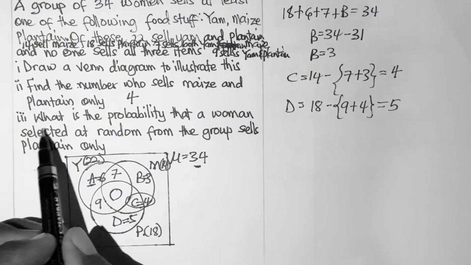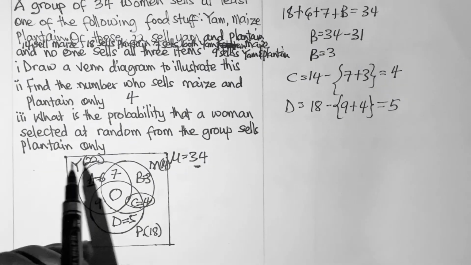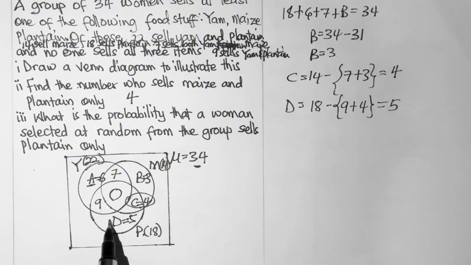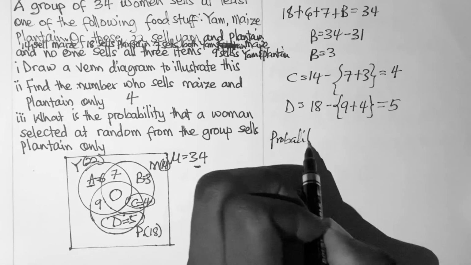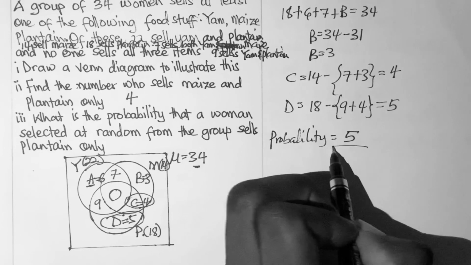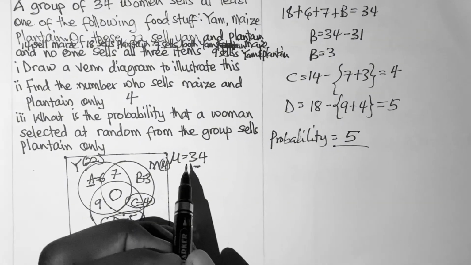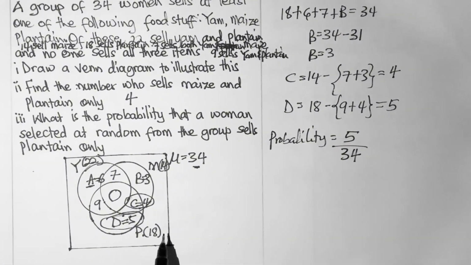Then he also asks, what is the probability that a woman selected at random from the group sells plantain only? Now, plantain only is 5. Since we are talking about probability, the probability is plantain only, which is 5, divided by the total universal set, which is 34. So it is 5 over 34.